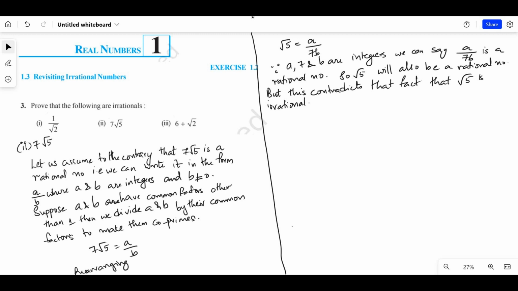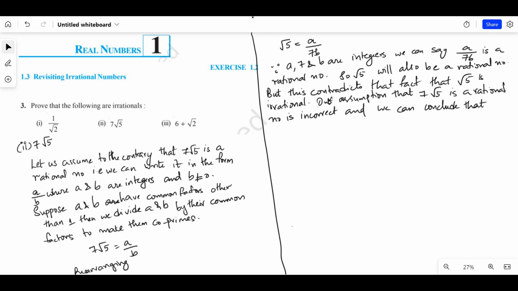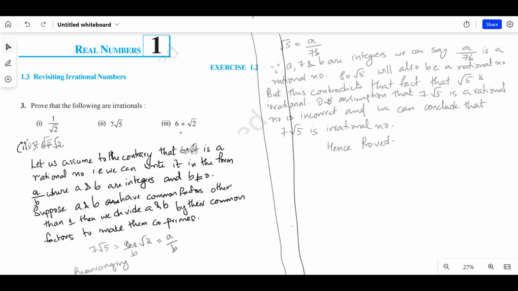So our assumption that 7 root 5 is a rational number is incorrect, and we can conclude that 7 root 5 is irrational number, hence proved. I hope you understood this problem. Let's move on to the third one. Third question, 6 plus root 2.